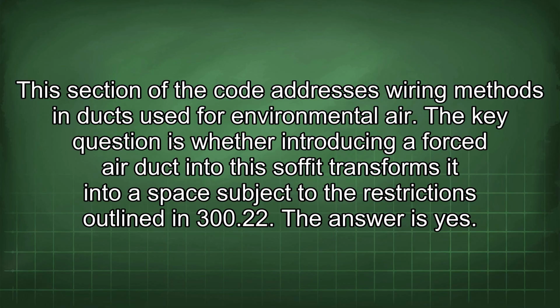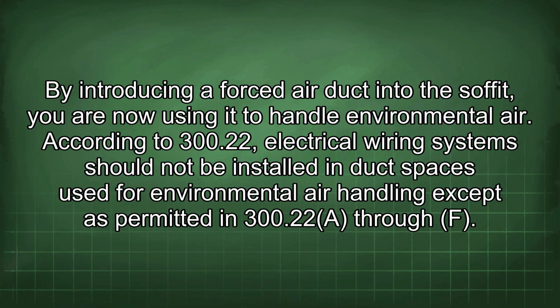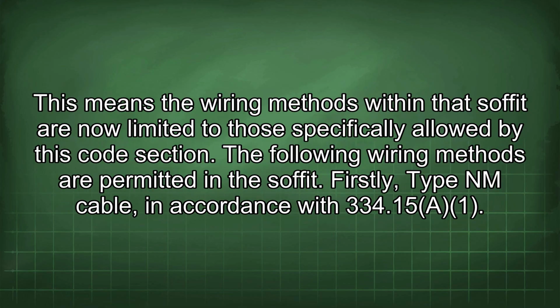The answer is yes. By introducing a forced air duct into the soffit, you are now using it to handle environmental air. According to 300.22, electrical wiring systems should not be installed in duct spaces used for environmental air handling except as permitted in 300.22 (A) through (F). This means the wiring methods within that soffit are now limited to those specifically allowed by this code section.